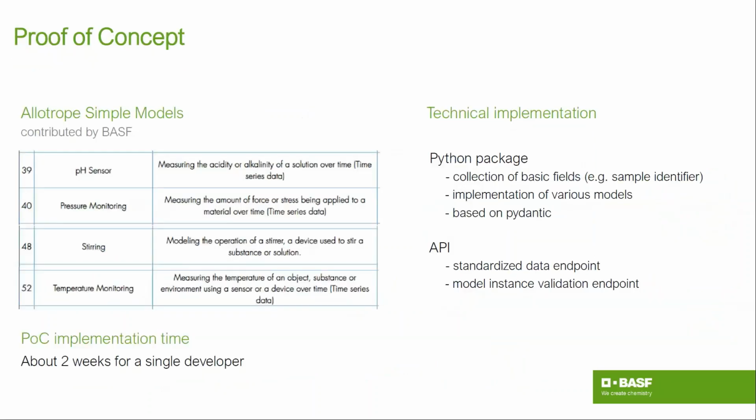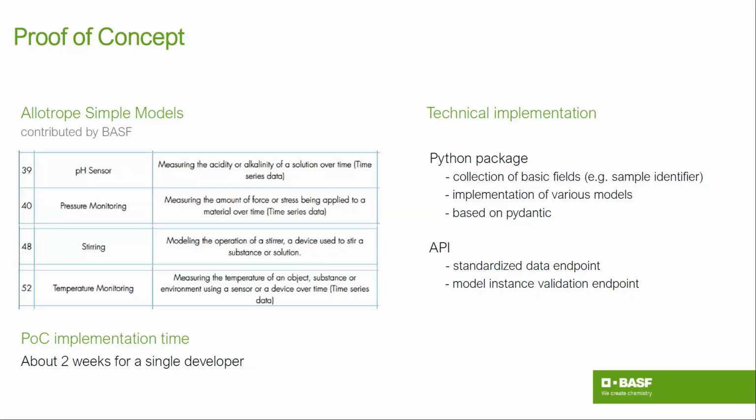And so, to prove that, we did the proof of concept using 4 of the models that we contributed into the modeling group. The model with a peak sensor, monitoring pressure, stirring, and monitoring temperature. Those models are basically ways of representing time series of the various quantities. So temperature over time, stirring over time.